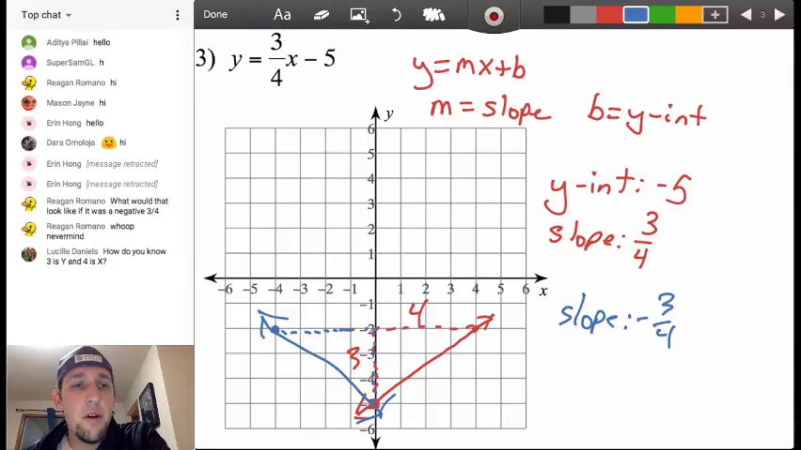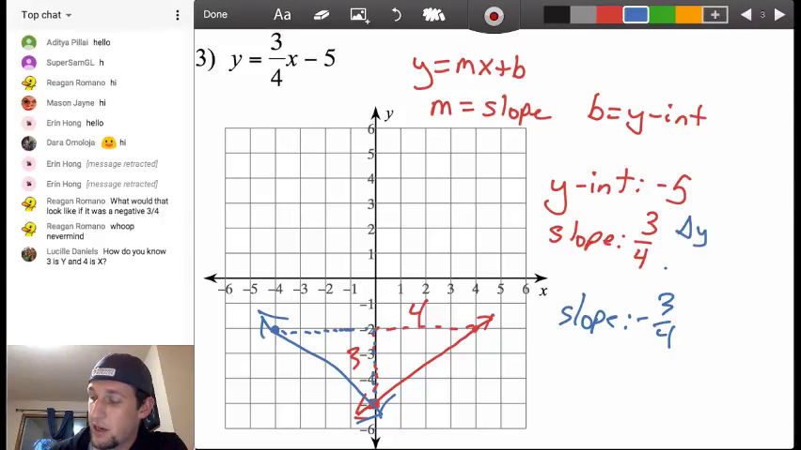Lucy asked, how do you know 3 is y and x is 4? Honestly, that's just our definition of slope. Slope is always change in y over change in x. And I could go into a lot more detail than that. So if you have further questions on it, for sure, come talk to me tomorrow. But really, slope is always, the top number is always going to be your y, and the bottom number is always going to be your x, always for slope. Okay, so that makes it pretty easy. Good there, hopefully. All right, if you got more questions, keep letting me know.